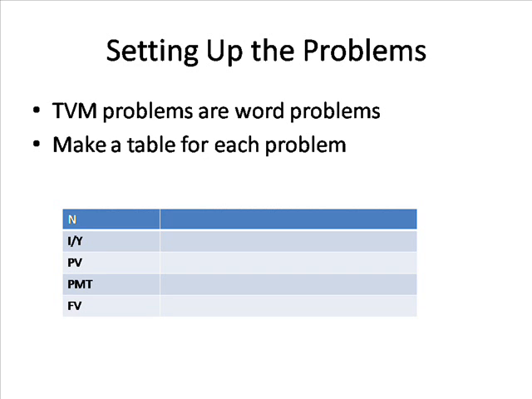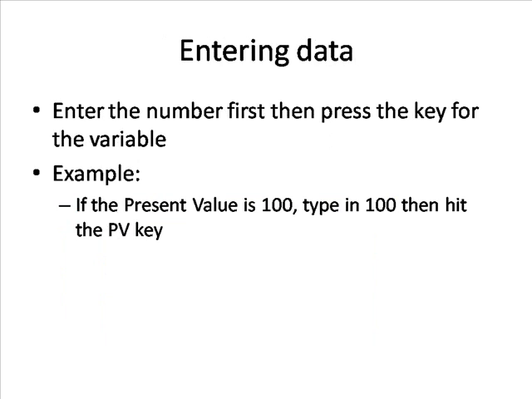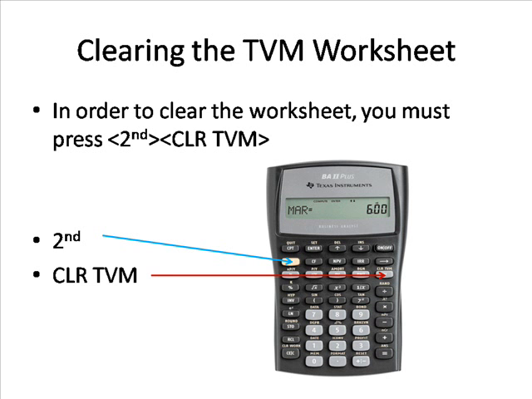Since time value of money problems are really word problems, let's set up a table to help us organize the problems and assign the variables and the variable amounts. We'll need 2 columns and 5 rows for each problem. The proper way to enter a value for a variable is to type in the value, then press the key for the variable. However, the most important step in this entire process is clearing the time value of money worksheet.